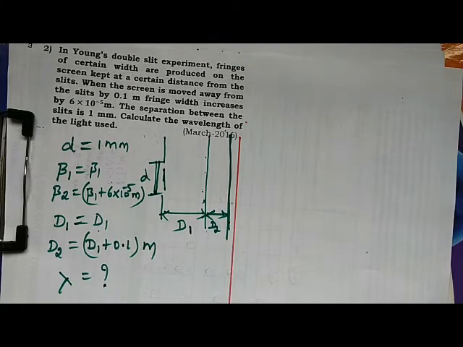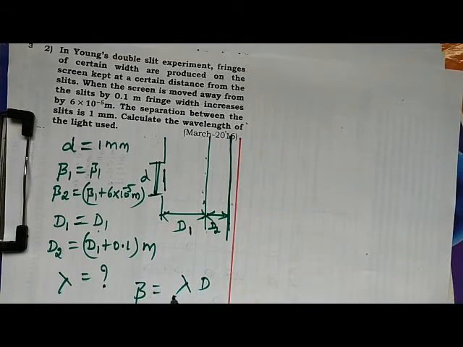Yes, my dear students, once again this model is similar to our previous model, with a few changes. What is the change? Here they have not given the initial fringe width, but in the previous case they gave the initial fringe width. Here it is only called beta 1. So now to calculate the wavelength of the light used, write the formula. The required formula is the fringe width formula: beta equals lambda D divided by d.